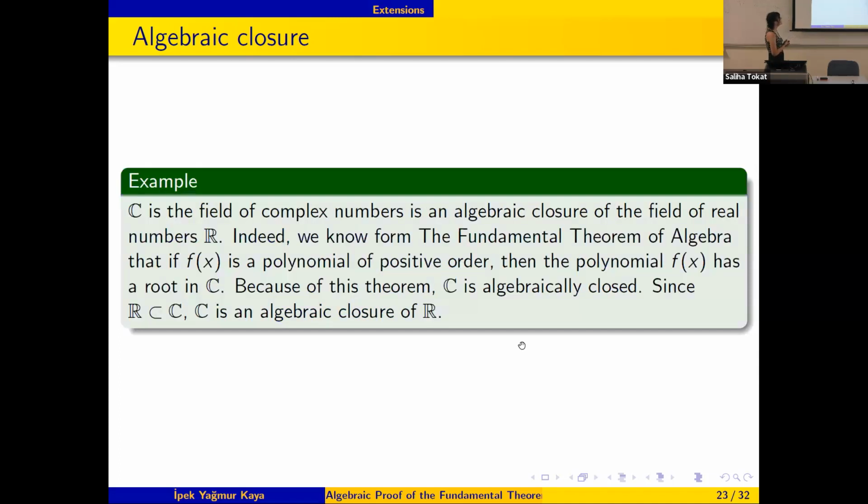The example: the field of complex numbers is an algebraic closure of the field of real numbers R, in that we know from the fundamental theorem of algebra that if f of x is a polynomial of positive degree, then the polynomial f of x has a root in the complex numbers. Because of this theorem, C is algebraically closed. Since R is a subset of C, C is an algebraic closure of R.